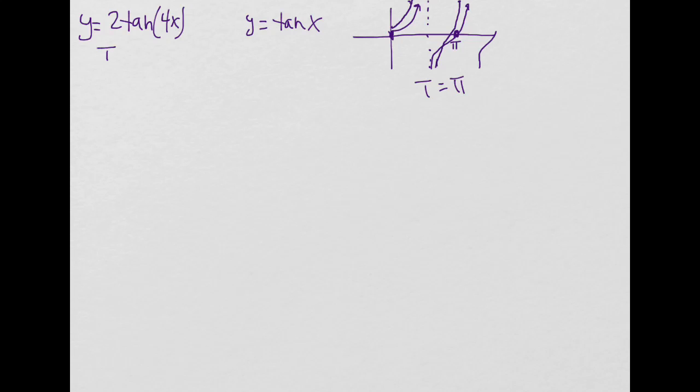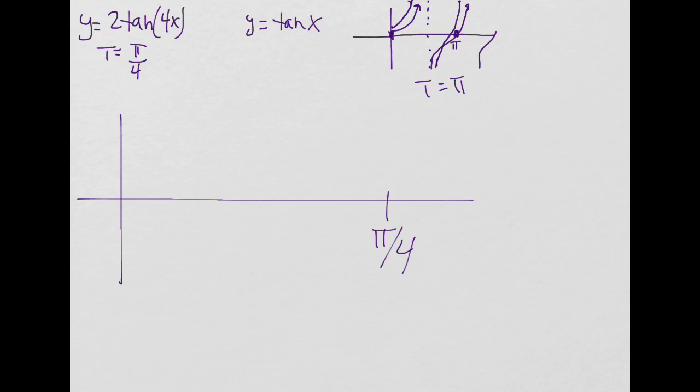So again, to get our transformed period, just take the normal period for the function, in this case pi, and divide it by that coefficient. So our period is going to be pi over 4. So again, just like I started all these other problems, I'll start by putting in the full length of my period. Then I'm going to split things in half, go to pi over 8, and that's really as detailed as I'm going to get right here.